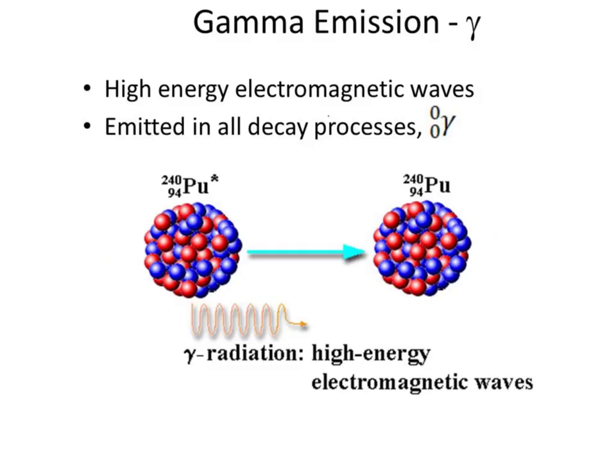So gamma emissions are basically high energy electromagnetic waves that are a byproduct of all decay processes and is indicated by the symbol 0 0 gamma. And gamma is sometimes considered as the upside down fish. It's just high energy that's a byproduct. And you guys learned gamma is part of the electromagnetic spectrum, and so it's just in the higher energy range.